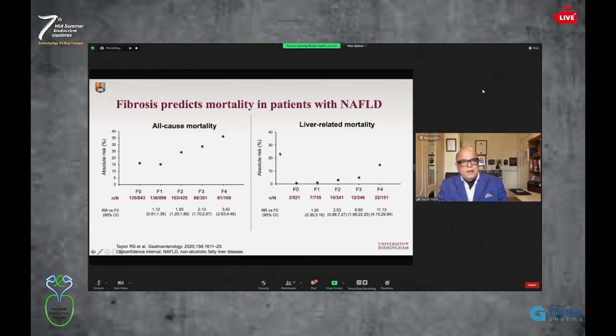So what this slide actually tells us is that although it is important in terms of management of liver-related disease, it is equally important to look at the cardiovascular management of these patients, both in terms of the statin use and reduction of cardiovascular risk factors and better management of diabetes.